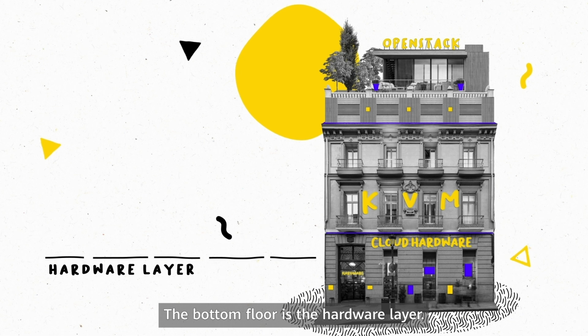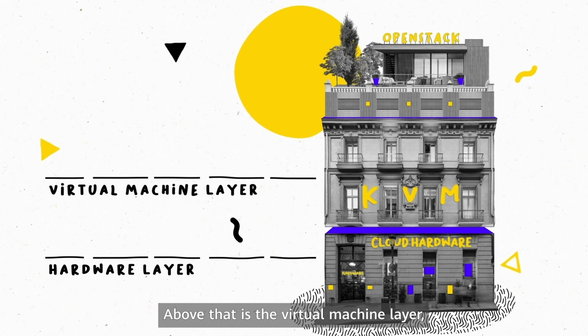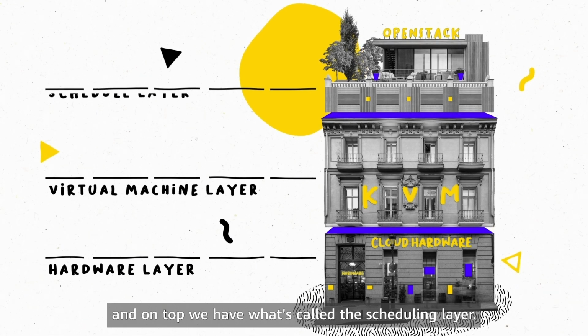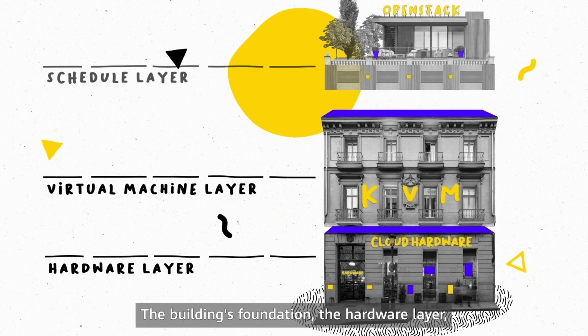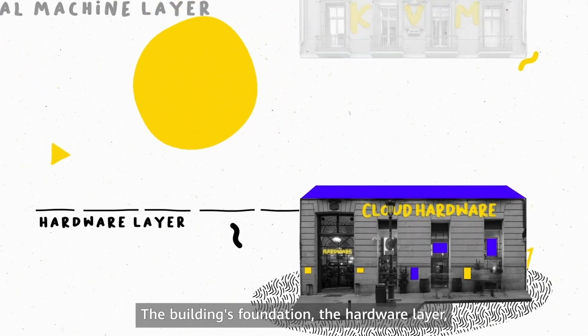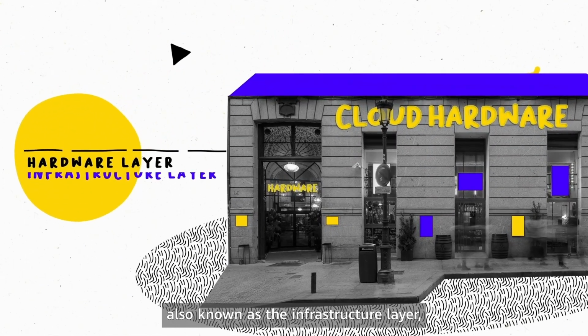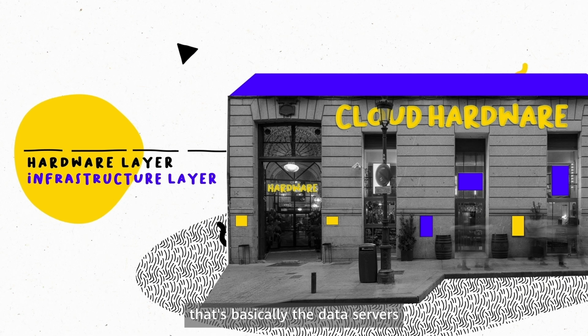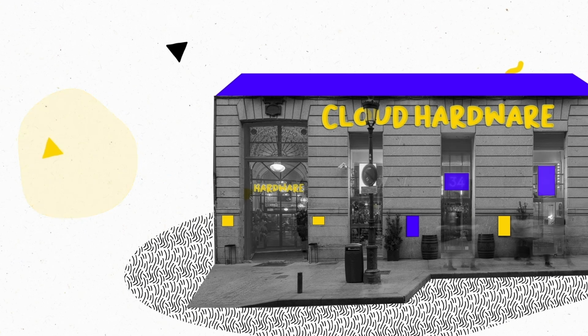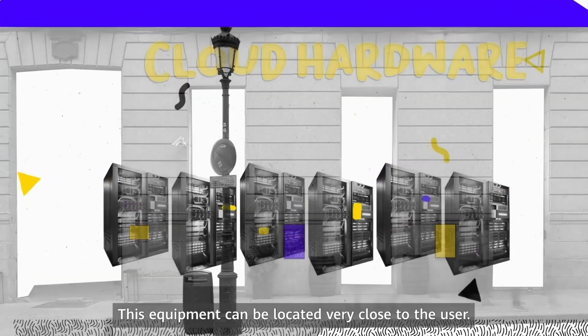The bottom floor is the hardware layer. Above that is the virtual machine layer, and on top, we have what's called the scheduling layer. The building's foundation, the hardware layer, also known as the infrastructure layer, that's basically the data servers and the networks that connect them. This equipment can be located very close to the user.